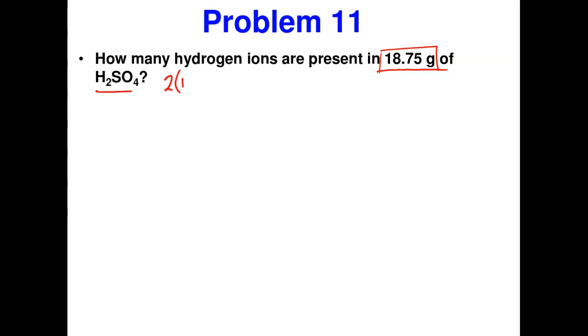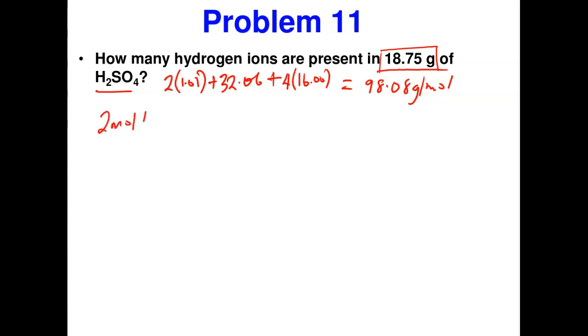Hydrogen weighs 1.01 and there are 2 atoms there, plus sulfur weighs 32.06, and it has only 1 atom, plus oxygen weighs 16, and how many atoms? 4. If you add everything together, it's going to give you 98.08 grams per mole. What it simply means is that this molecule contains 2 moles of hydrogen ions.